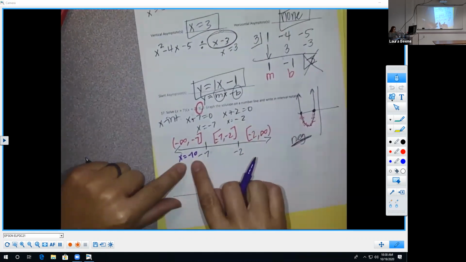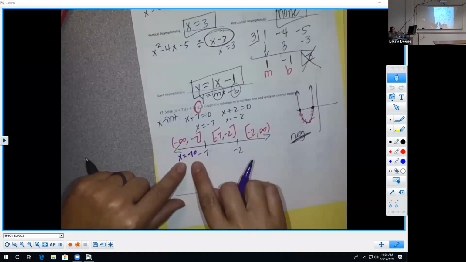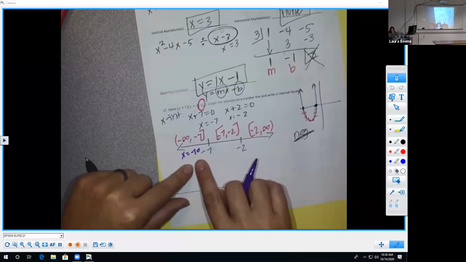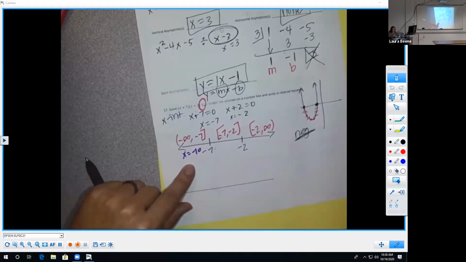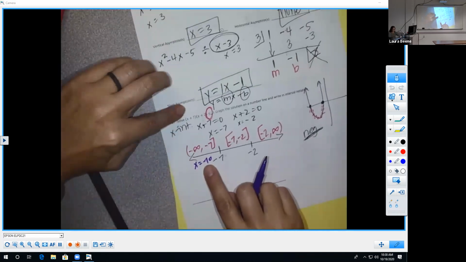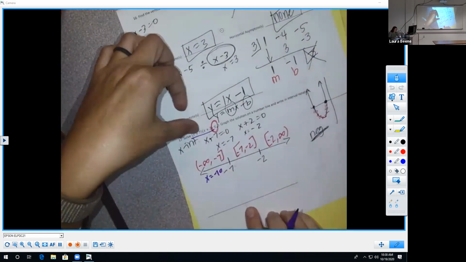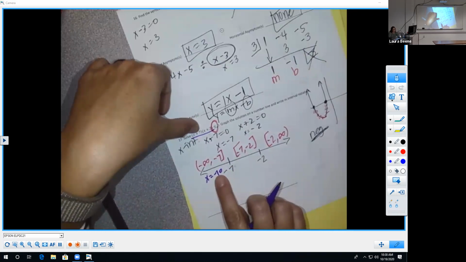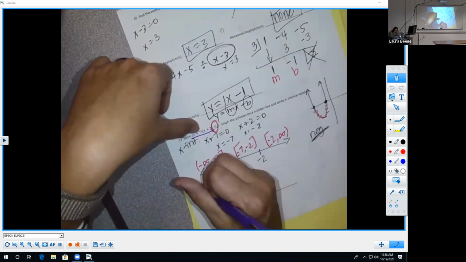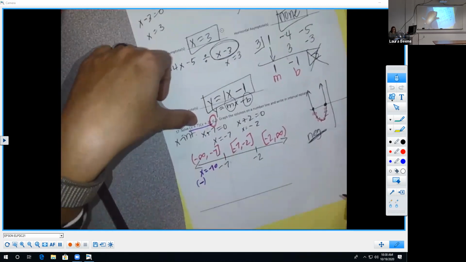So if I pick -10, I want to figure out when I plug this in, do I get a positive or negative number? Again, I don't care what the number is, just positive or negative. When I plug in -10 into x plus 7, what do I get? -10 plus 7, is that a positive or a negative number? It's a negative number. It's actually -3, but I don't care about the 3. All I care about is the negative.